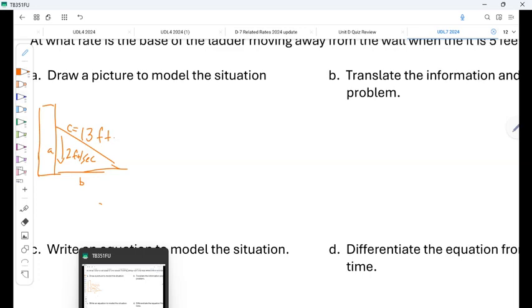Okay. So we will say that C equals 13 feet. B equals 5 feet. And then if you know that this is a Pythagorean triplet, awesome. We're going to find out that our A is 12 feet. But that comes from plugging B and C into the Pythagorean theorem. A squared plus B squared equals C squared.